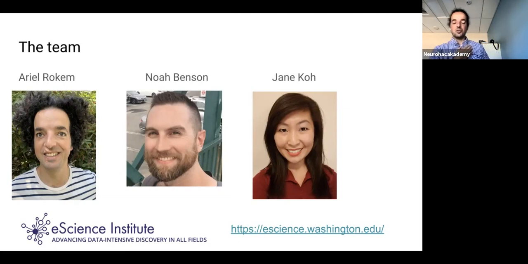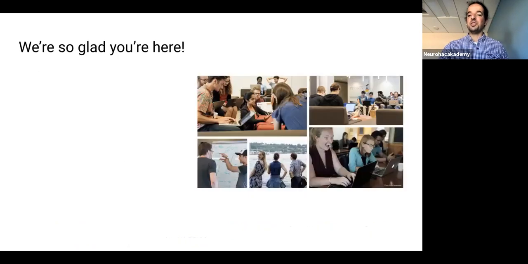I mentioned the eScience Institute now a couple of times. I'll just mention it a little bit more just to say what it is. It's the Data Science Institute at the University of Washington. It's called the eScience Institute, and it's been around for more than 10 years now. We collaborate with researchers all over campus in many different departments, doing what we call data intensive discovery. And I'll talk about data intensive discovery in a few minutes, so I hope that I'll be clearer what I mean by that.